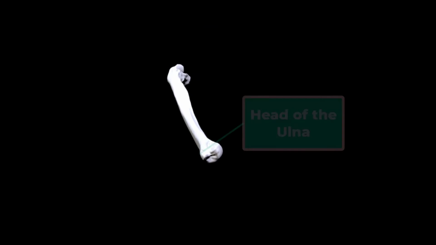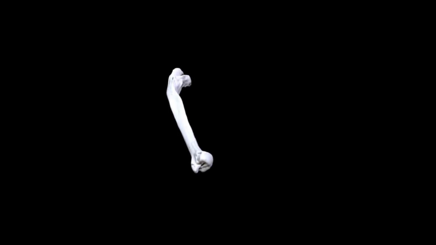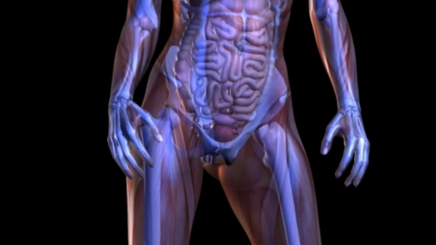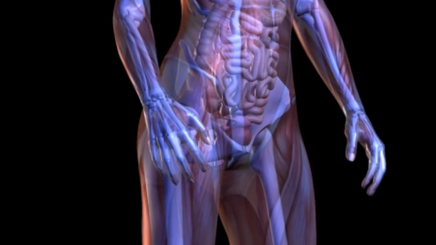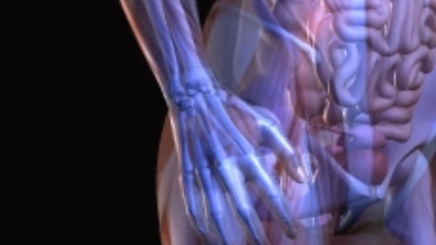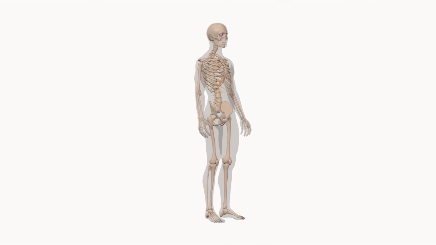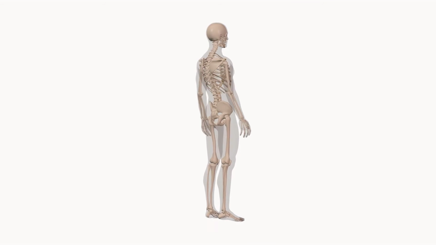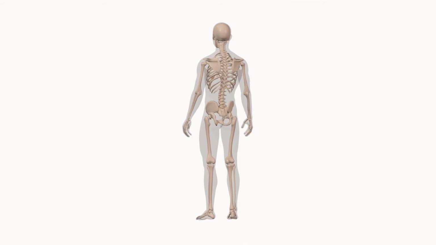The small rounded area that forms the distal end is the head of the ulna. Projecting from the posterior side of the ulnar head is the styloid process of the ulna, which is a short bony projection. This serves as an attachment point for a connective tissue structure that unites the distal ends of the ulna and radius.